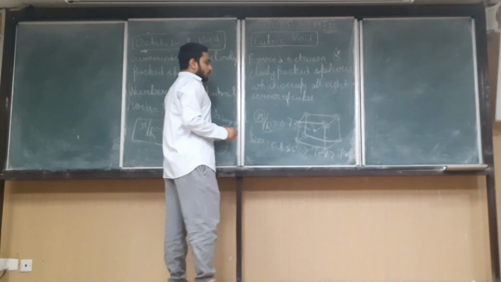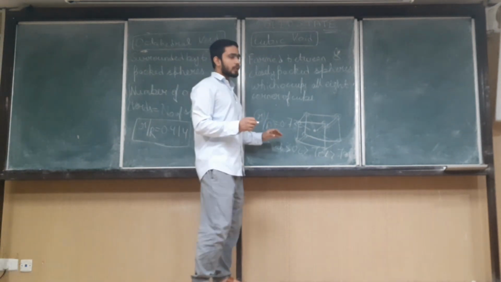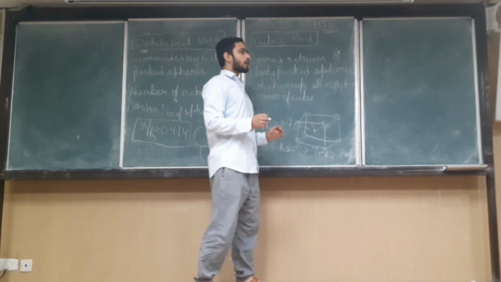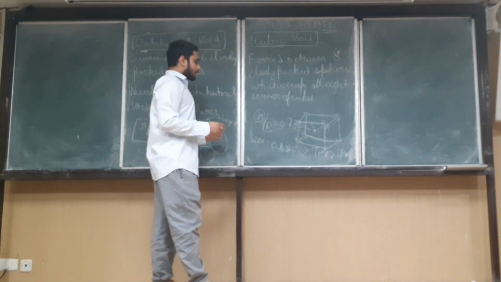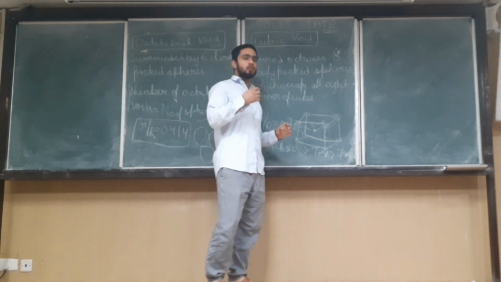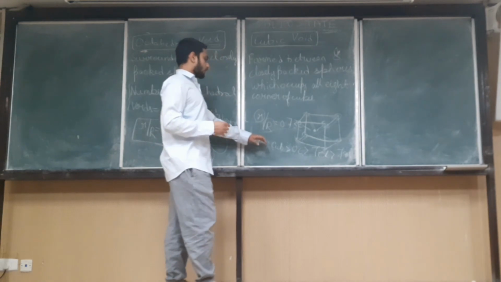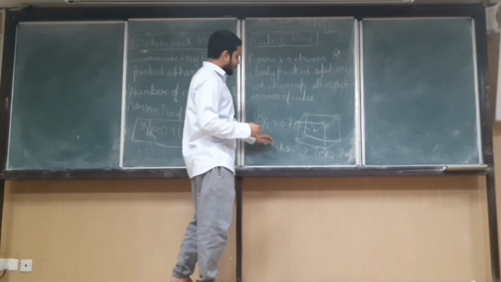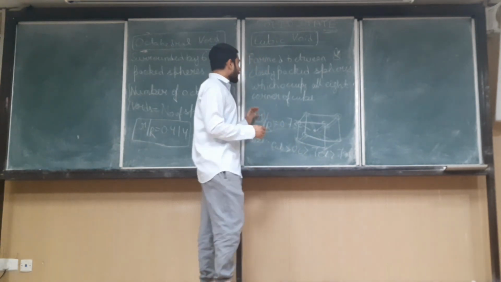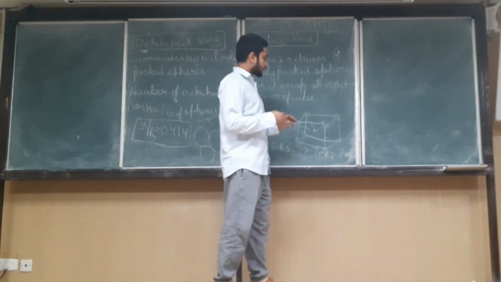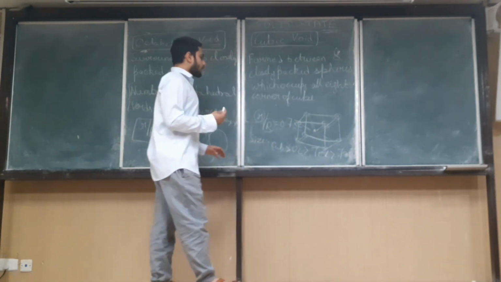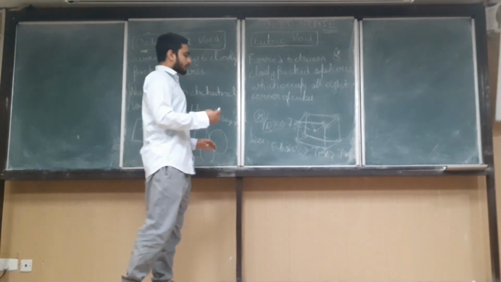Let's analyze all the 4 voids: cubic void, octahedral void, tetrahedral void, and the trigonal void. When we see the size, the cubic void has the largest size, the octahedral void has less size than the cubic void, the tetrahedral void has less size than octahedral, and the trigonal void has the lowest size of all the 4 voids.